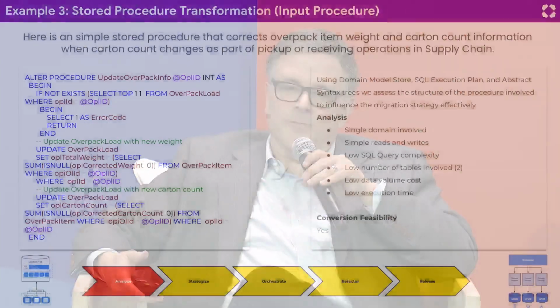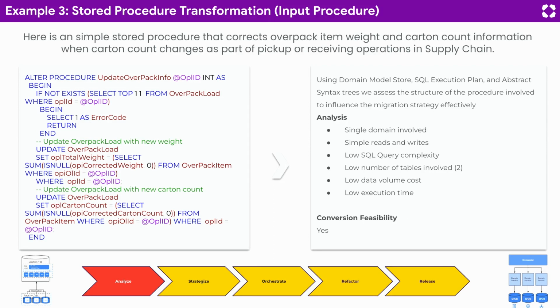And I'm going to just kind of step quickly into this. Here's an example of a stored procedure. It does three things. I won't spend a ton of time on it, but it does basically three things. It checks to see if an overpack load exists, and then if it does, two updates. One, an update for the actual weight, and then an update on the carton count.